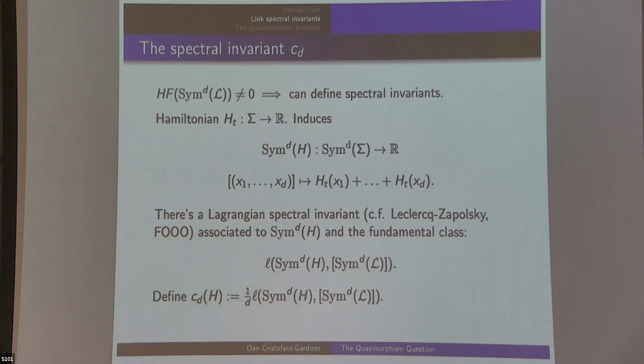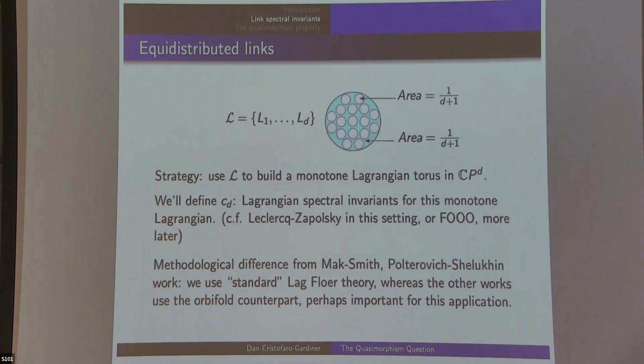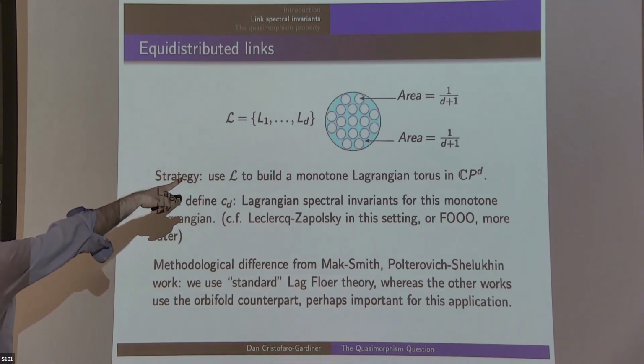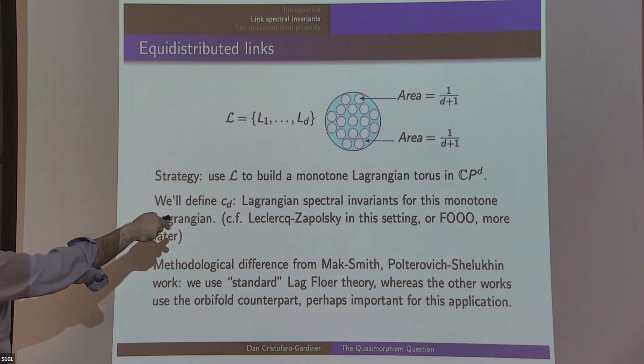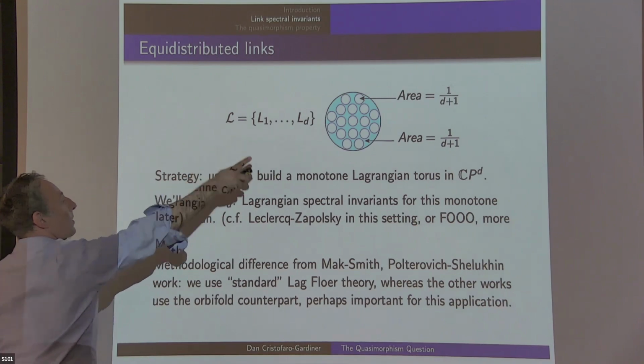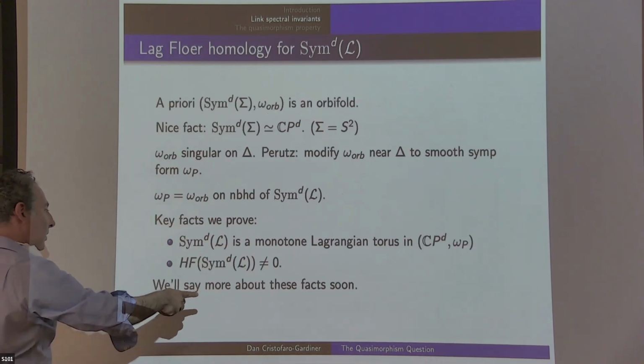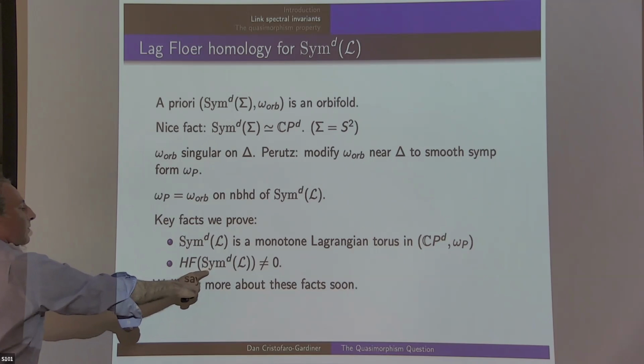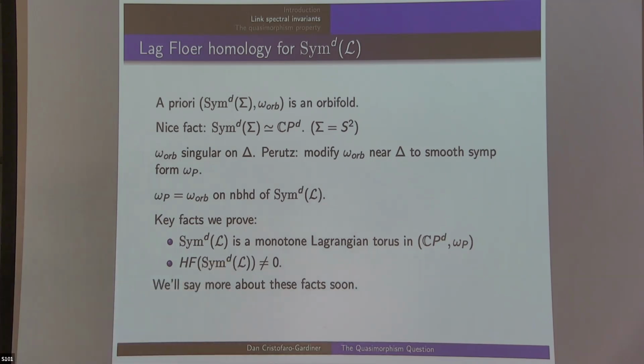Wait, could you say again, who is L? Sorry, I just didn't quite hear the question. Could you say what is L? Okay, so let me go back. This is L. It's a link in my surface. The link consists of D components. So the Floer homology that we want is the so-called Sym^D of L.